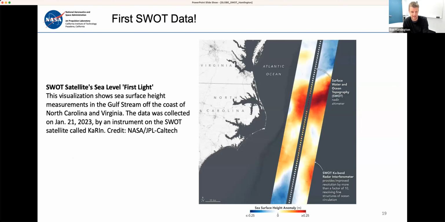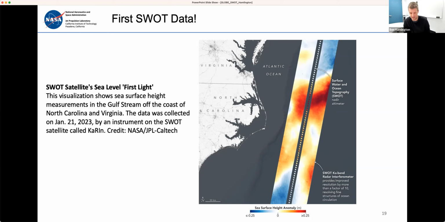And then the last step here, and I will end with this: I think it was just last week, the first light of SWOT, the first SWOT data, was released in a press release by NASA and international partners showing some of the data. So everything I've shown you up to this point has been simulated data. This is actual SWOT data that has been collected off the East Coast of the United States. And this is SWOT flying over the Gulf Stream, so you can actually get a view of some of the variability and some of the smaller scale features that SWOT is able to resolve.